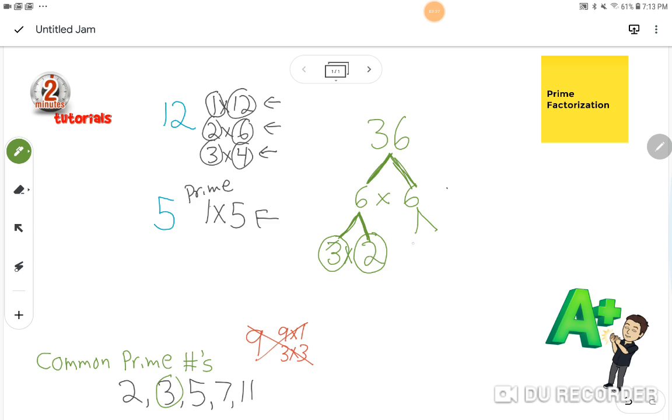How do you make 6? This time let's do 2 times 3, which is the same thing. Look at the end of your branch. I see a 2, which is prime. You see it right down there in our common primes. And then what's at the end of this? We have a 3. That's also prime. Since the end of all of our branches are now circled, we are finished with our problem. So our answer to the prime factorization is 3 times 2 times 2 times 3. That is how you do prime factorization.